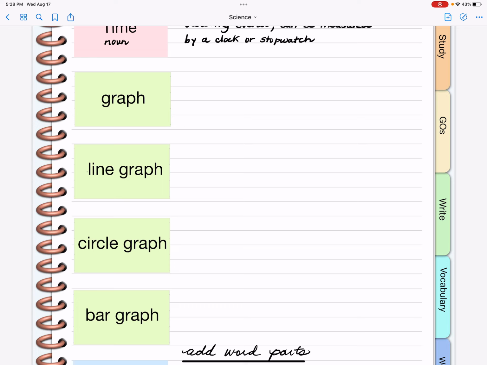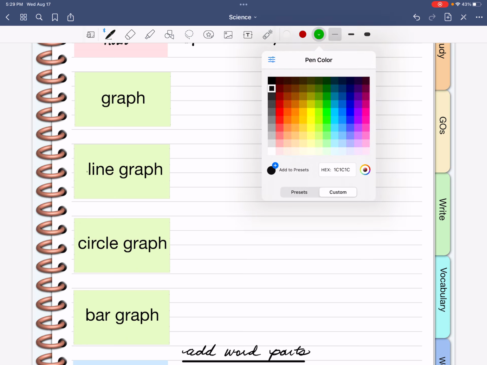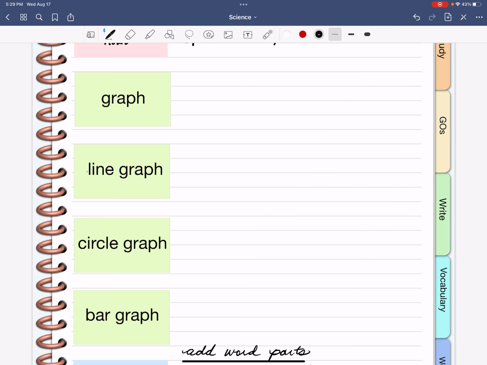Okay, the first word that we need to define is graph. Graph has 1 syllable. It is a noun because graph is a thing. And I've been doing math with my iPad, so give me just a second to get it back where I need it to be. So graph, g-r-a-p-h. The PH is making the F sound, so we have a short A. It says a, graph. Graph is a noun.